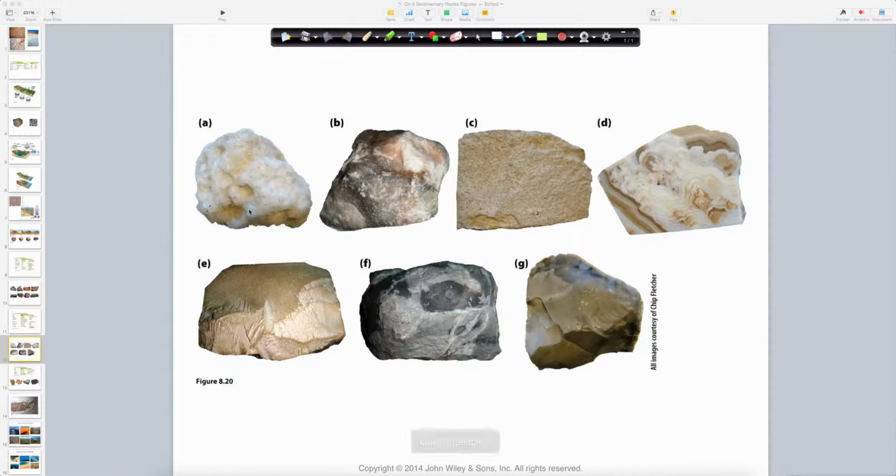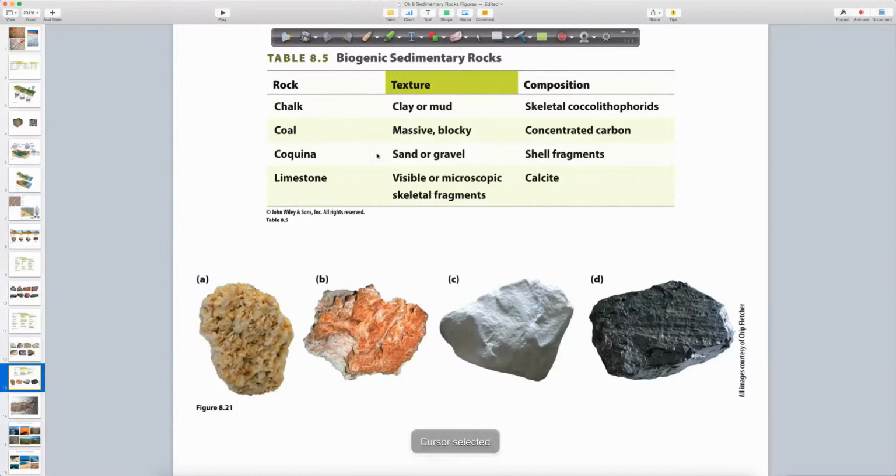We're also going to talk about the biogenic sedimentary rocks. There are 4 main types of biogenic sedimentary rocks, and they're classified basically on their compositions, the same way as the chemical sedimentary rocks. So chalk is going to be clay or mud. It's going to be very chalky, but it's made out of coccolithophorids. If you don't remember what a coccolith is, go back to chapter 21.